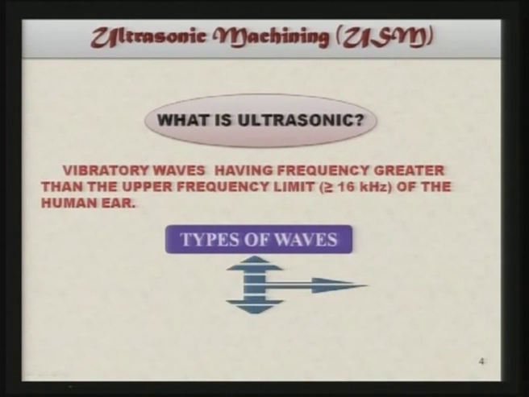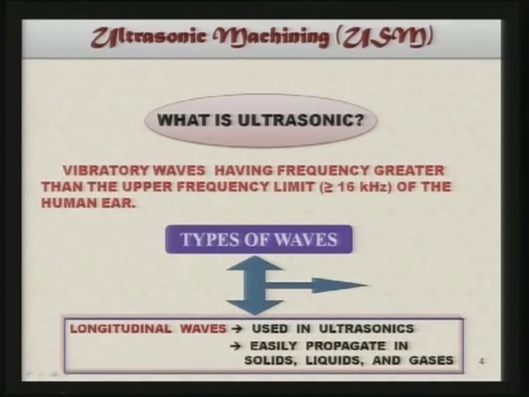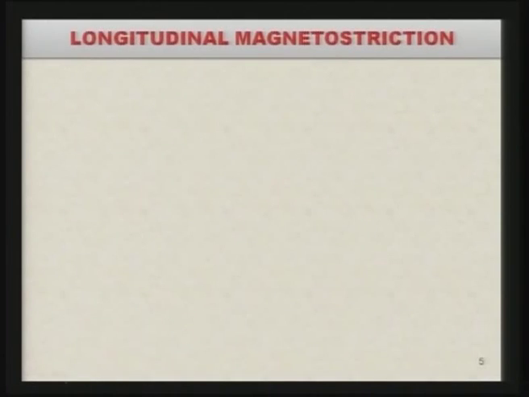Types of waves: there are basically two types of waves. One of them is known as longitudinal wave, another is known as shear wave. In case of ultrasonic machining, we normally use longitudinal waves. They easily propagate in solids, liquids as well as in gases.